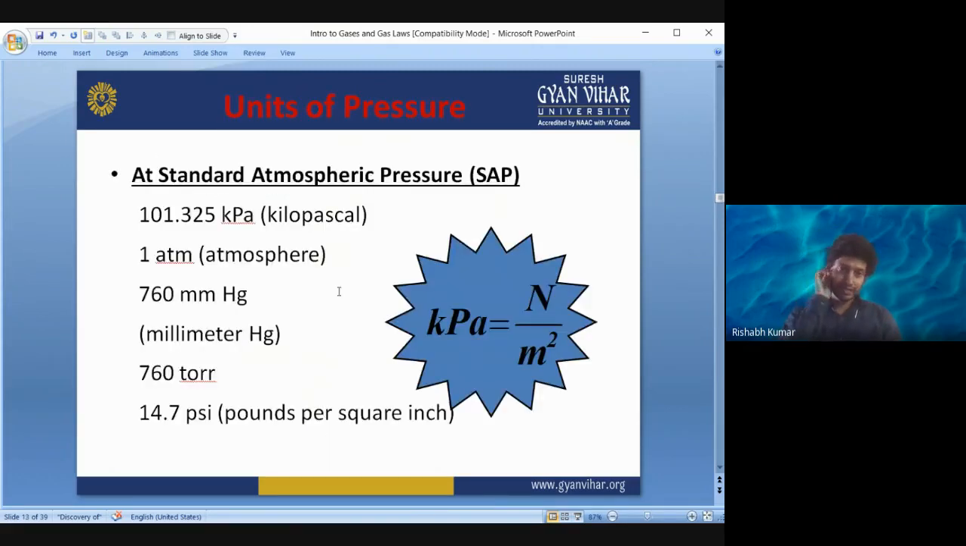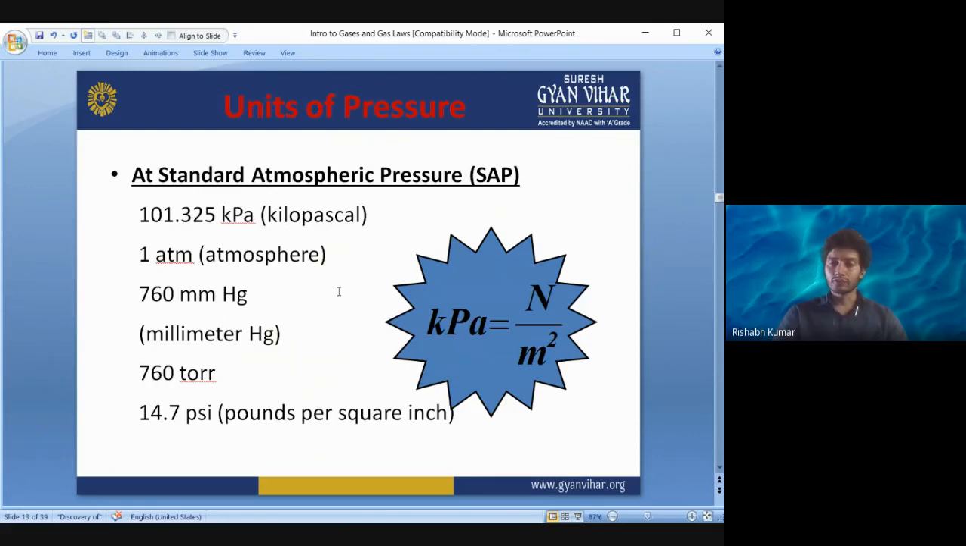So at standard atmospheric pressure, SAP, how many kilopascal is one standard atmospheric pressure? It is equal to 101.325 kilopascal. And what is pascal? Newton per meter square is your pascal, right? Newton per meter square is your pascal.